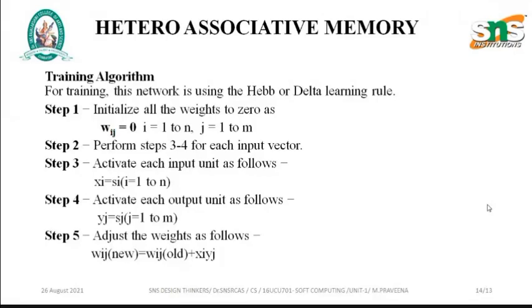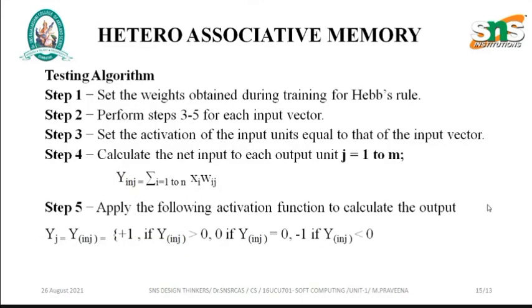Here also, similarly, first we have to initialize the weights to 0. Then we have to activate each and every input. And then we have to adjust the weights. The testing part changes only a little bit here. We apply Hebb's rule to get the weights, and then we repeat the process.